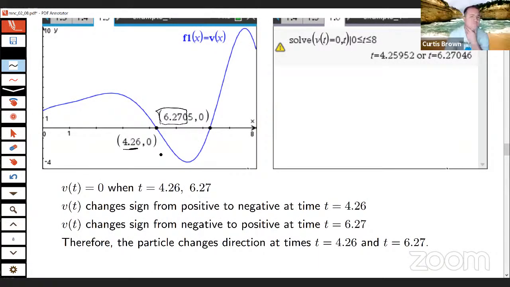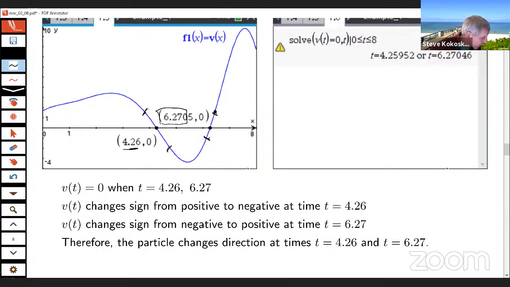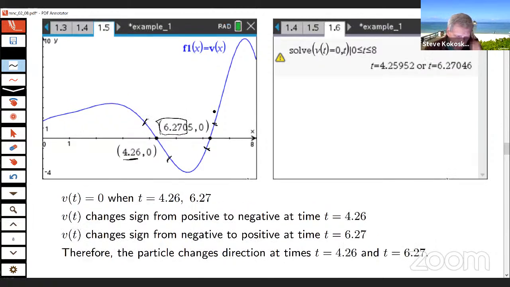Okay. So I found those two values where the velocity crosses the t-axis. So velocity is changing sign. It is, because over here it's positive, over here it's negative, and then it's negative to positive. So that indeed does mean that the particle is changing direction at those two values. But let's look at this for a second over here on a calculator page. I did the same thing over here on a calculator page, and I'm focusing in for a second on this second value right here.